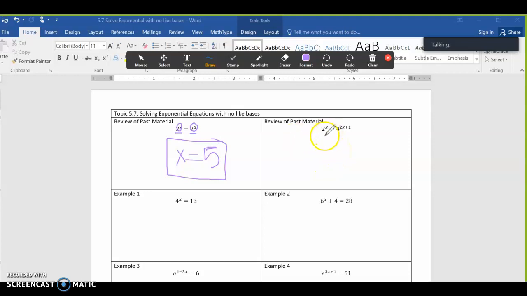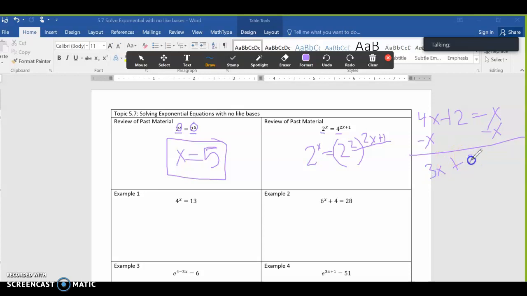And then for the second one, my bases are 2 and 4. Those bases aren't the same, but I can rewrite 4 as 2 squared. And then I'm just going to rewrite the rest of the equation. So that's 2x plus 1 equals 2x. So I multiply 2 times 2x plus 1, which is 4x plus 2, is equal to x. Subtract x from both sides.